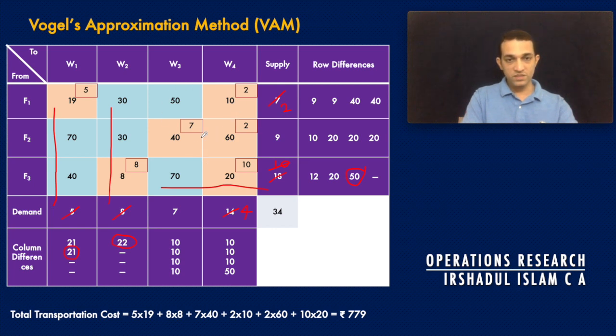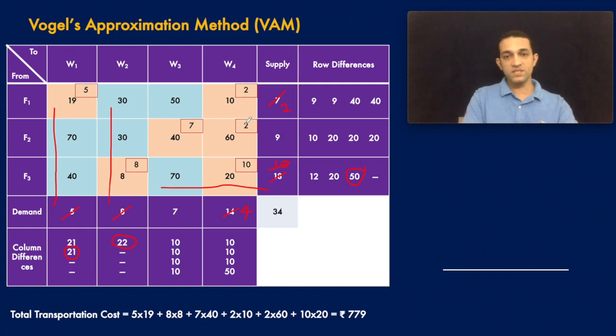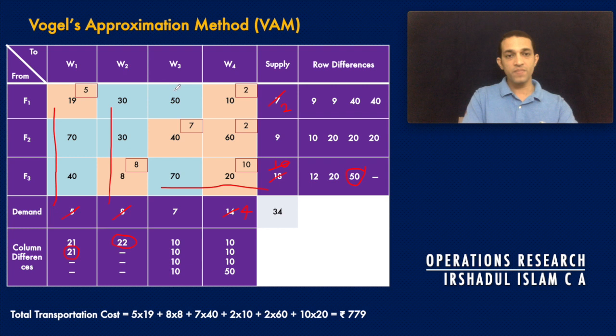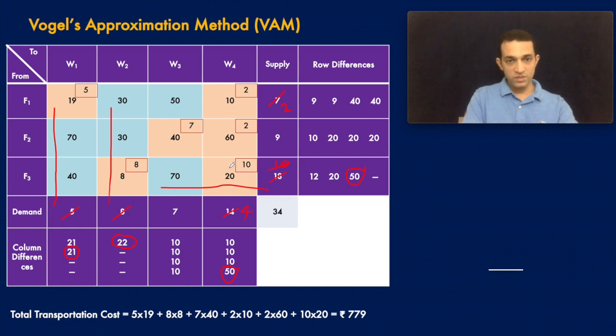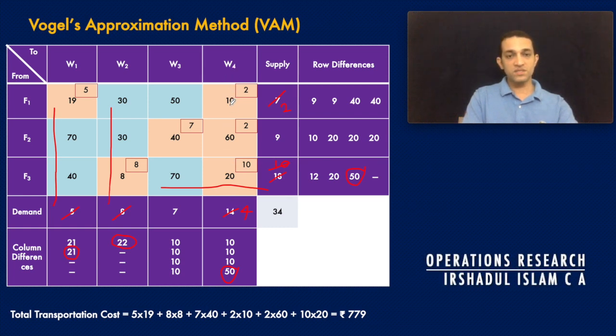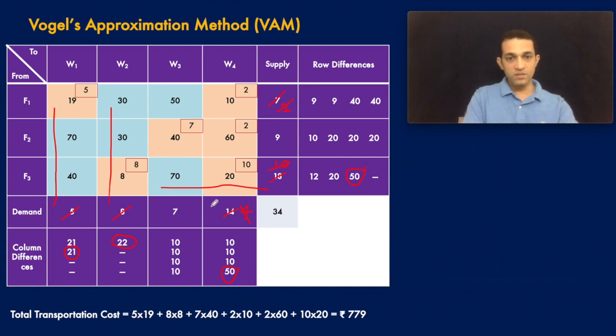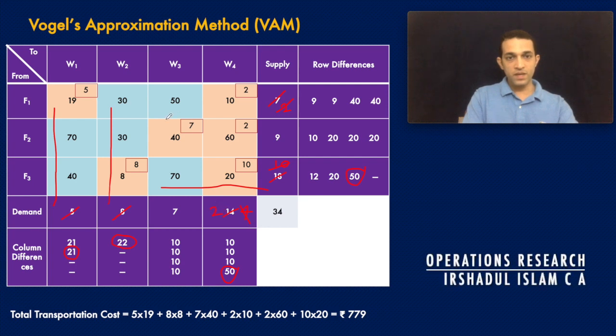Now we have this much area. Take the difference, 10 and 50, difference is 40. 40 and 60, difference is 20. Here difference is 10. Here difference is 50. Now again look into the cost element. This is the highest penalty value. So we will look into this column. Least cost is 10. There is a supply of 2 and requirement of 4. So we can easily supply this here. The balance will be 2 and this row will be removed.